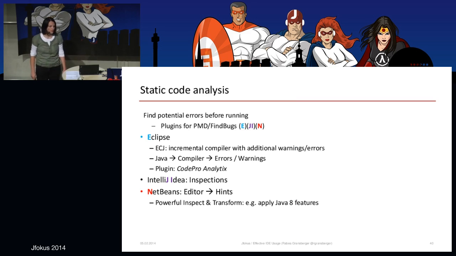You can also install plugins for PMD and FindBugs, which are available for all the different IDEs, which are really good code analysis tools. And NetBeans also has a very powerful inspect and transform. So if you want to go from Java 6 directly to Java 8, you can just tell NetBeans to apply all the new features for you automatically to transform your code base to use all the cool new stuff. For example, converting all your anonymous classes to lambdas. I don't know if it works, but it's a try.